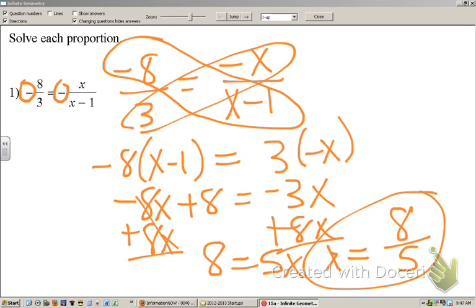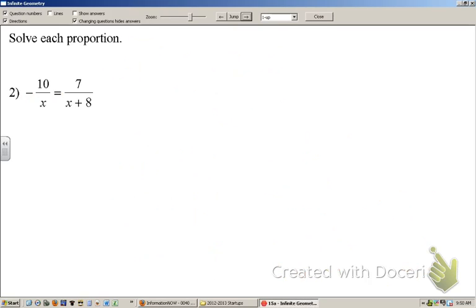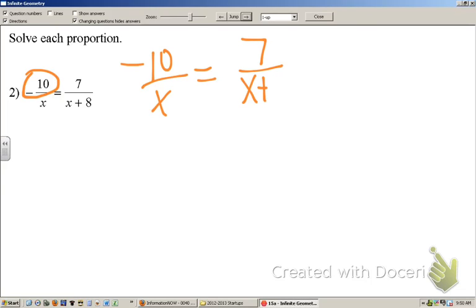Moving on. Number 2, solve each proportion. Once again, we have a negative out front. I'm going to allow it to go with the 10. So it's going to be negative 10 over x is equal to 7 over x plus 8.